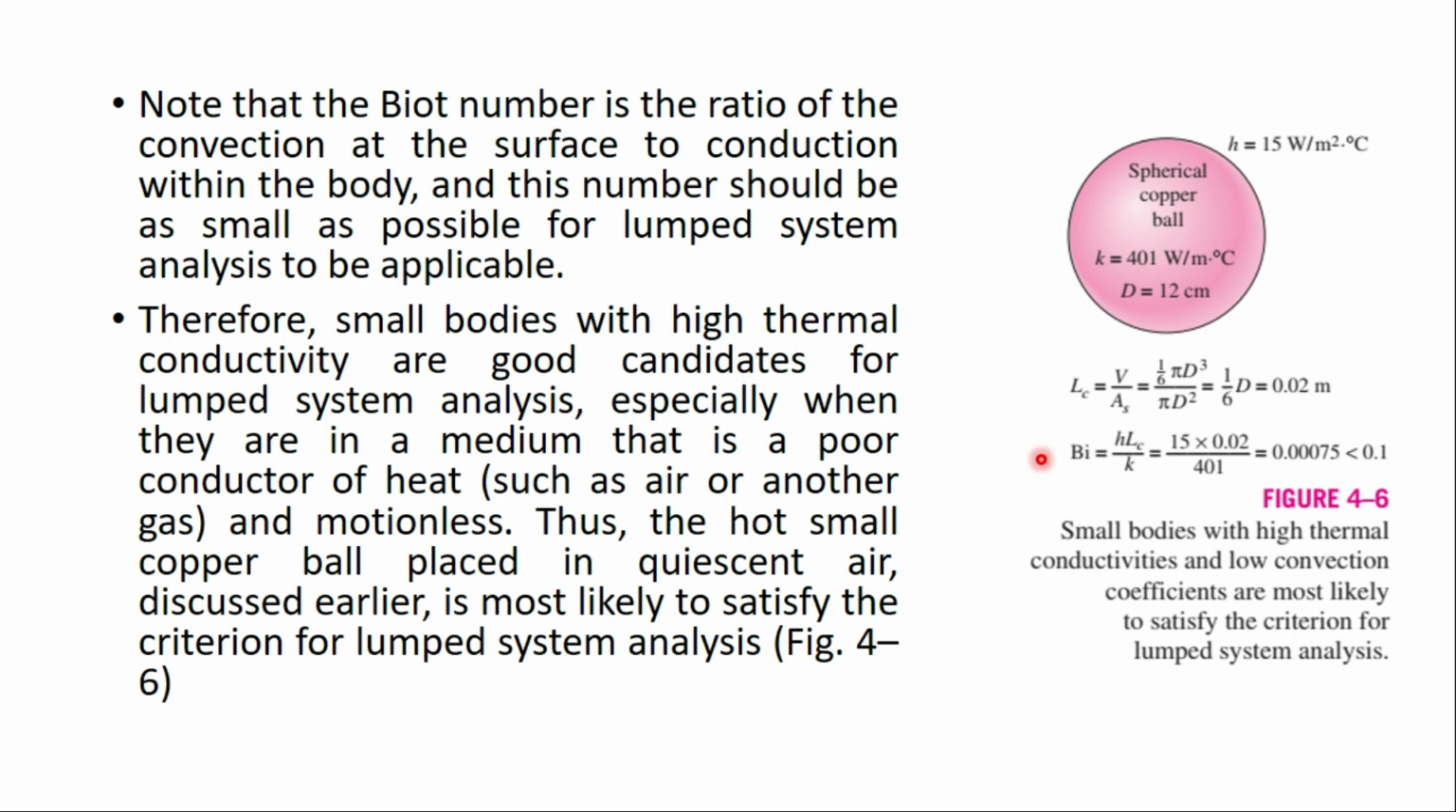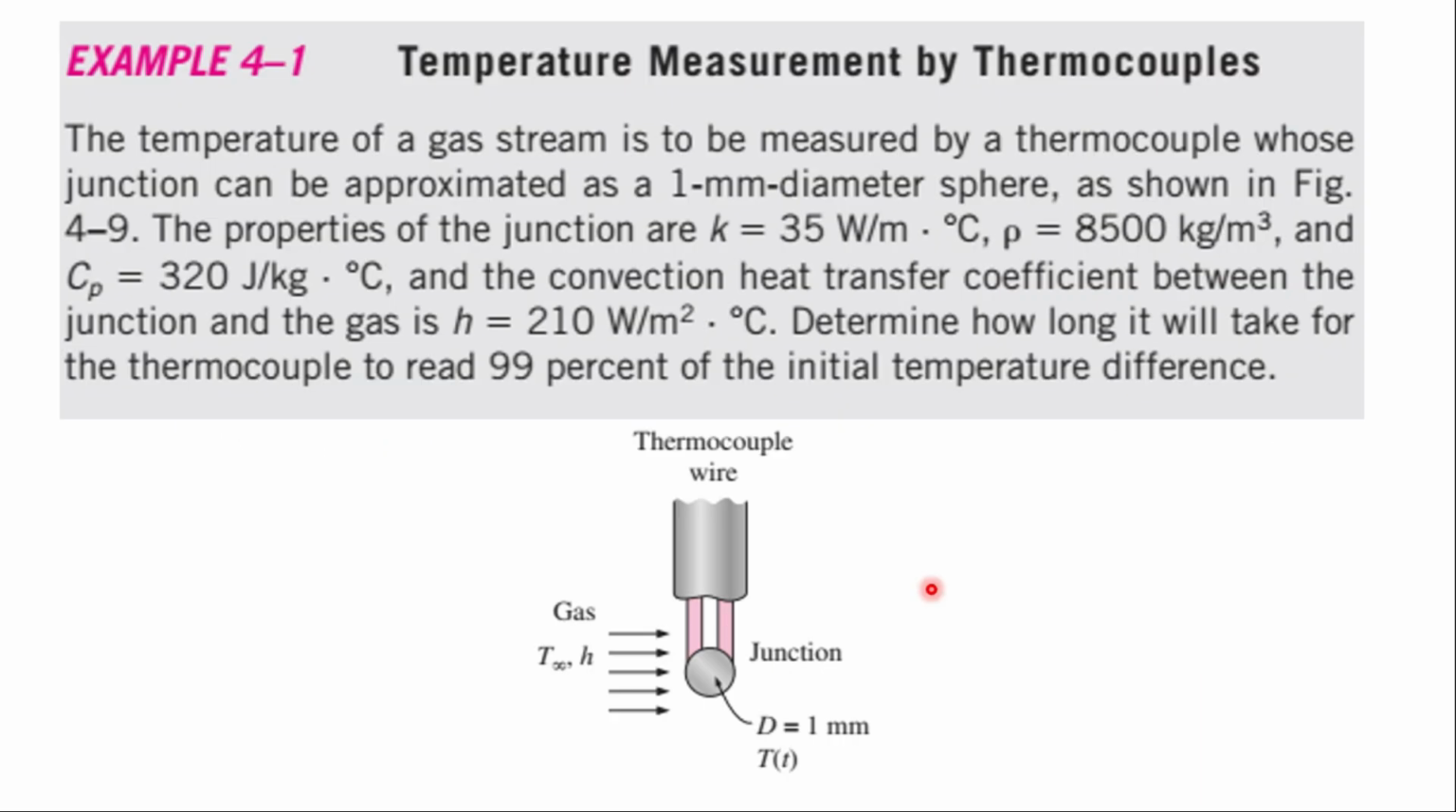So if the Biot number is less than or equal to 0.1, we can assume the particular system as a lumped system for the understanding of the transient heat conduction. Therefore, small bodies with high thermal conductivities are good candidates for the lumped system analysis, especially when they are in a medium that is a poor conductor of heat, such as air or another gas. The hot small copper ball placed in quiescent air discussed earlier is most likely to satisfy the criterion for the lumped system analysis. So let us try to understand this transient heat conduction by an example.